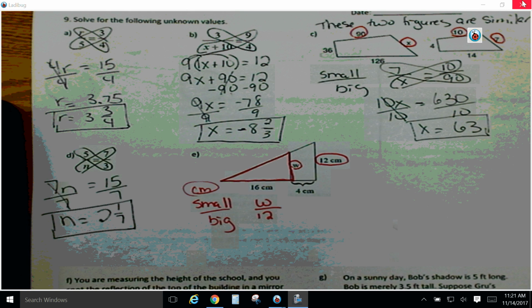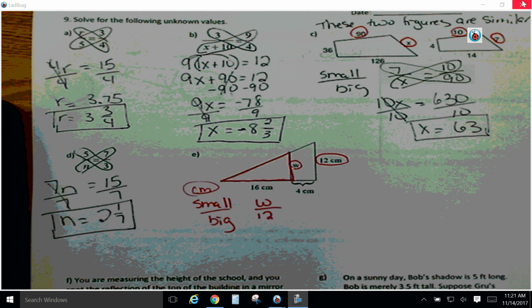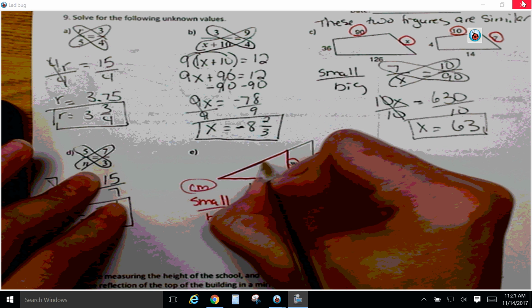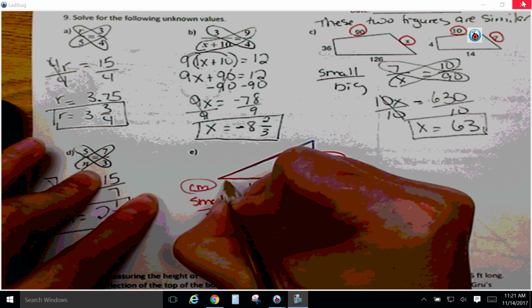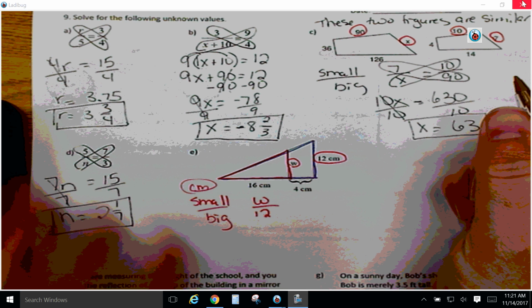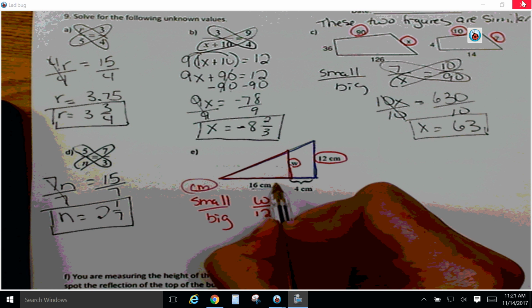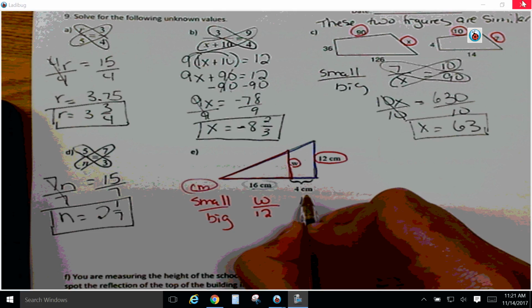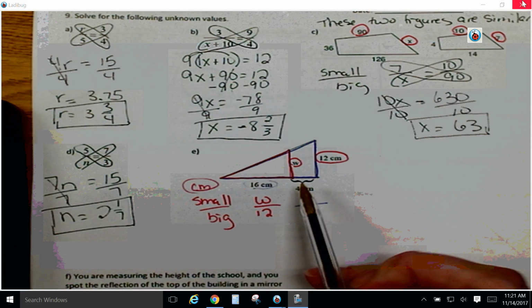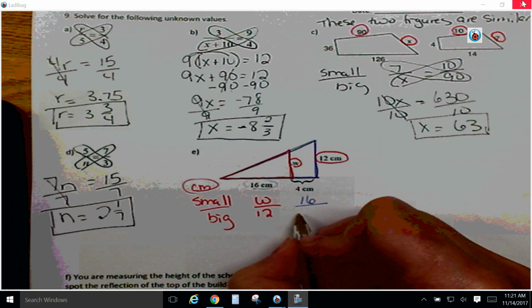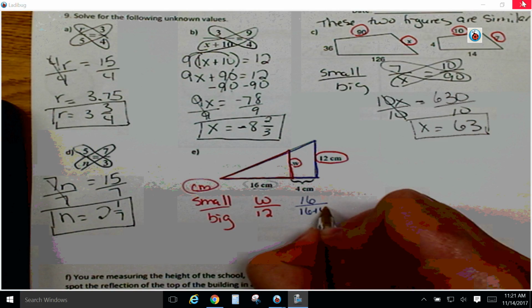Okay, we need to remember that. So W goes to 12. So then I have my big triangle, which is this triangle right here. Okay, you see it? So I have to pick a side from small to big. The small side you can see is this 16 right here. Do you see it? But does that go with just the 4? No, it goes with the 16 plus the 4. So I'm going to put 16 plus 4 right here.